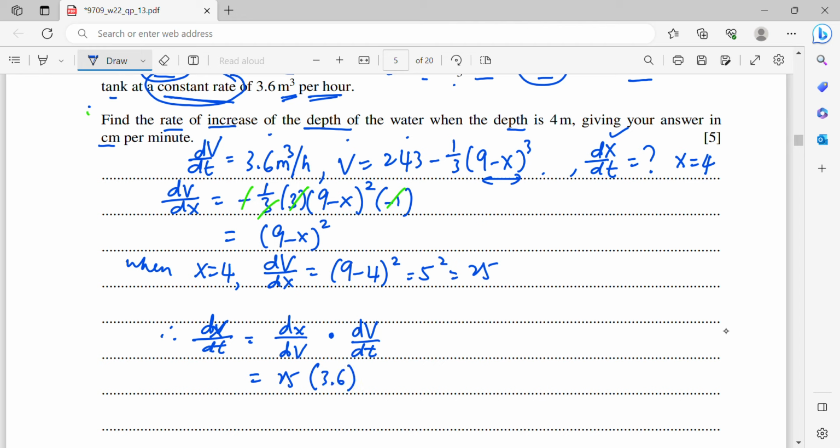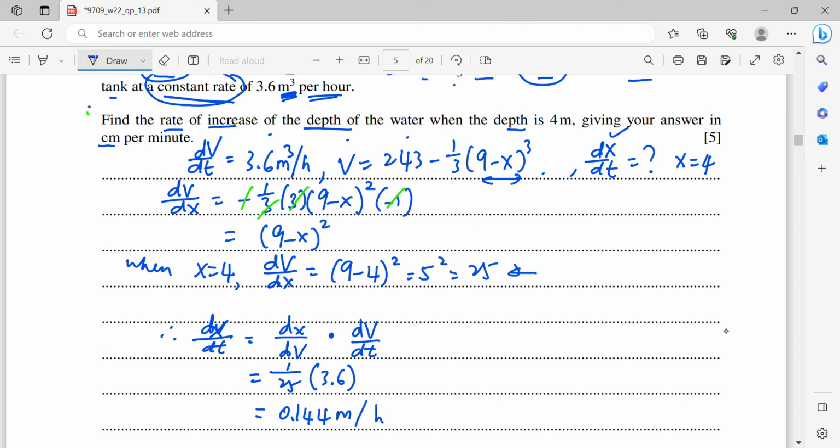Careful with this. dV/dx is 25, but this is dx/dV. So dx/dV is 1 over dV/dx. So I should write 1 over 25 here. When you simplify, this will be 0.144, but the unit is meter per hour.